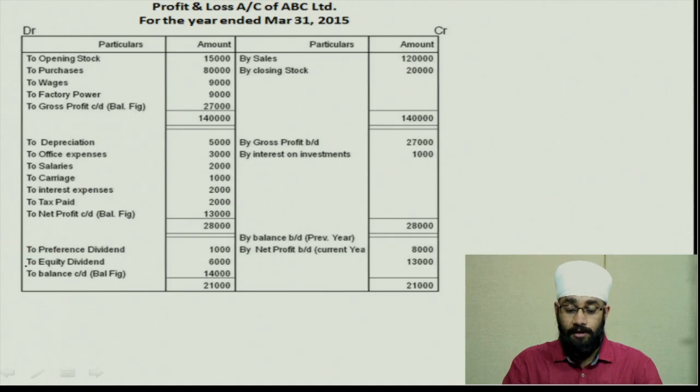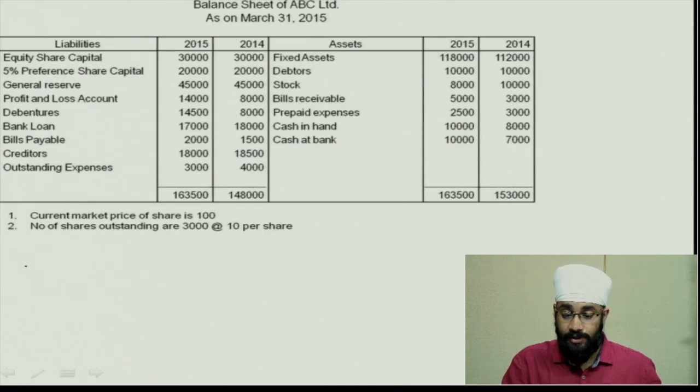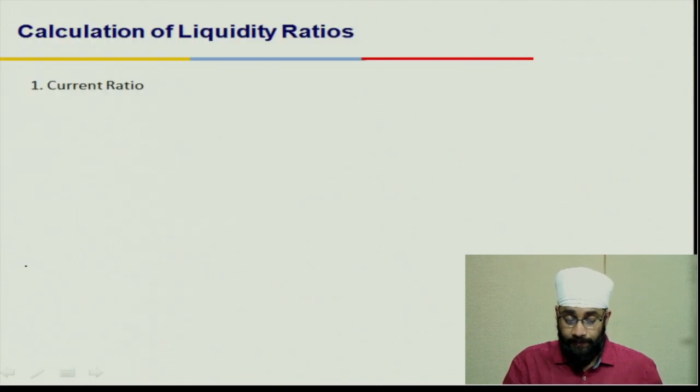Now that you know the theoretical construction of liquidity ratios, let us take a look at a set of financial statements and try to analyze the liquidity position of a business. On your screen is the profit and loss account of ABC Limited for the year ended March 31st, 2015, and we also have a balance sheet for the same company. Now we are going to make use of this information and analyze the liquidity position.